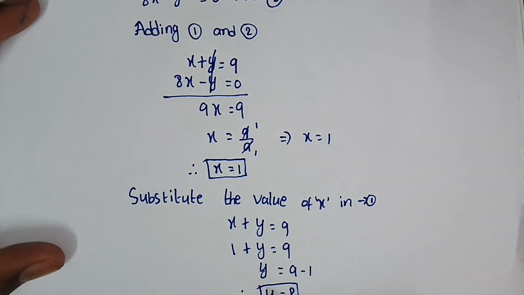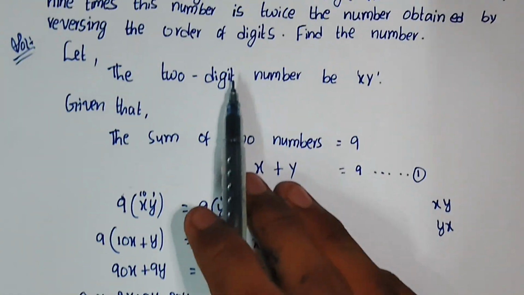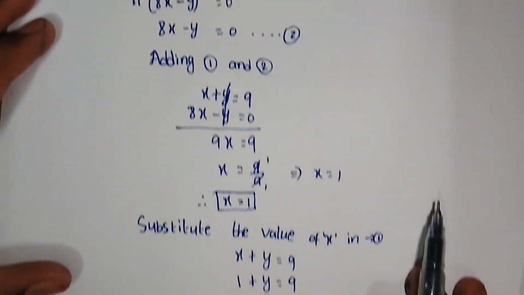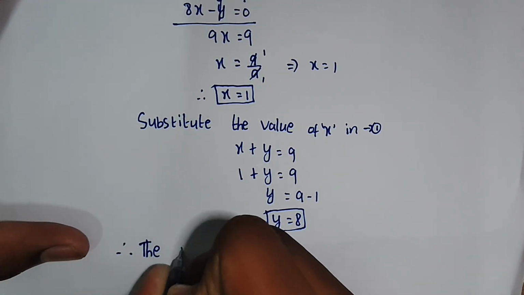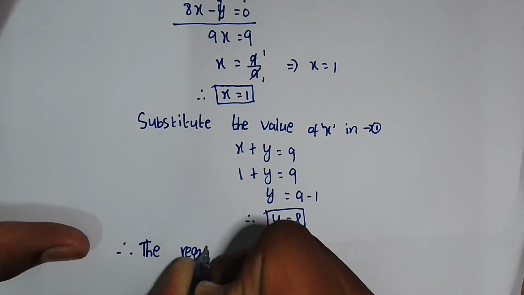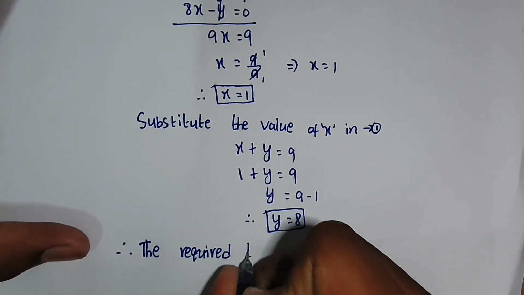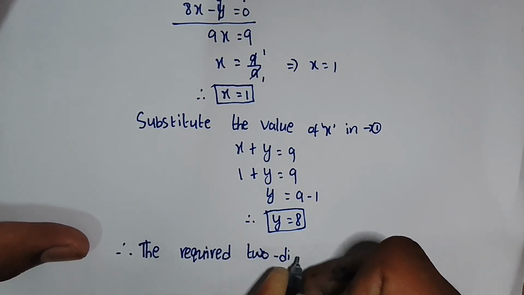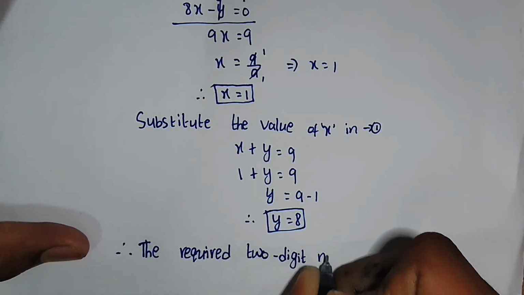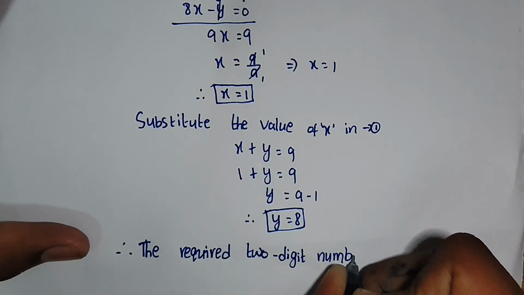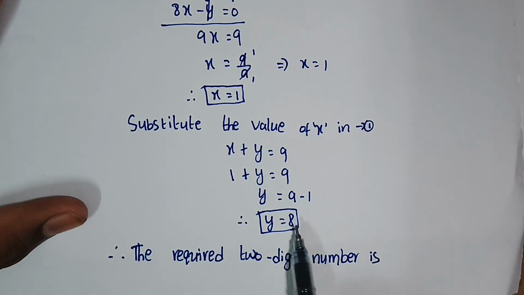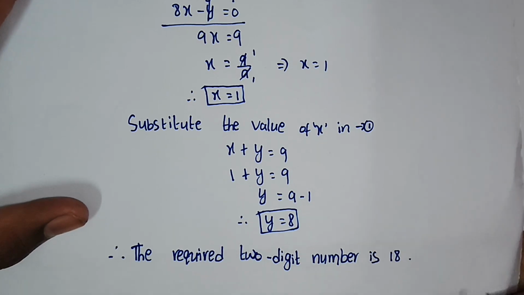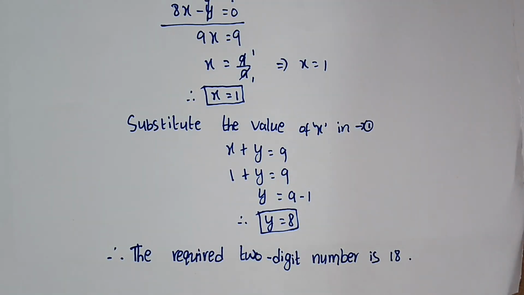So here we got x and y. What is the two-digit number we thought? xy. So the required two-digit number is xy, where x is 1 and y is 8. So the number is 18. So we have completed the third problem. Now, let us go to the fourth problem.